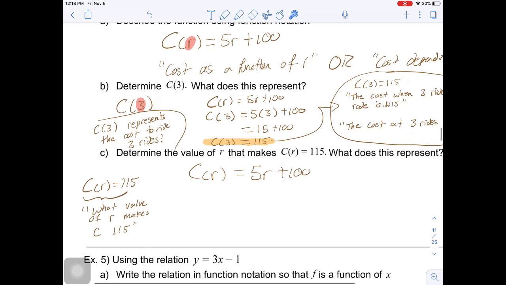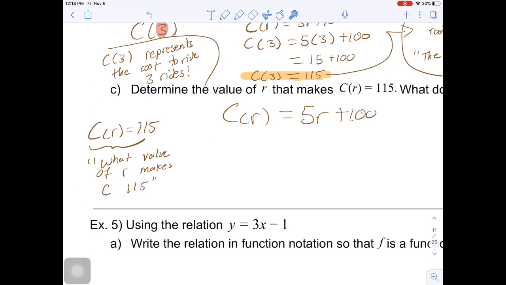Okay? So what do we do here to solve for R? Well, we have to replace all of C of R with 115. This time we're not replacing R with 115. It's actually saying take C of R and replace it with 115. So here, there's C of R. So put 115 there. And that equals 5R plus 100.